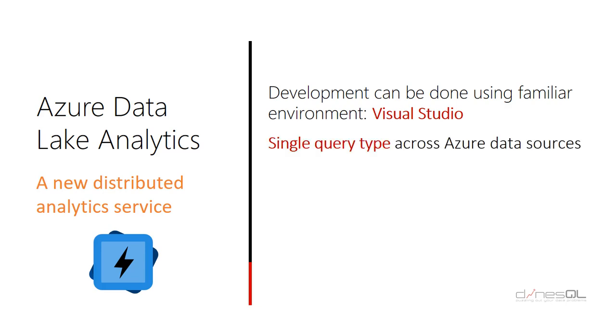USQL can be used against many data sources, not only against data in the Data Lake Store. One type of query can be used for getting data from many sources and then processing them in a combined manner. We'll be talking about this with another slide, but just remember, USQL can be used against many data sources. It supports many enterprise features like integration, security, compliance, role-based access control and auditing. So we can simply say it's enterprise grade.